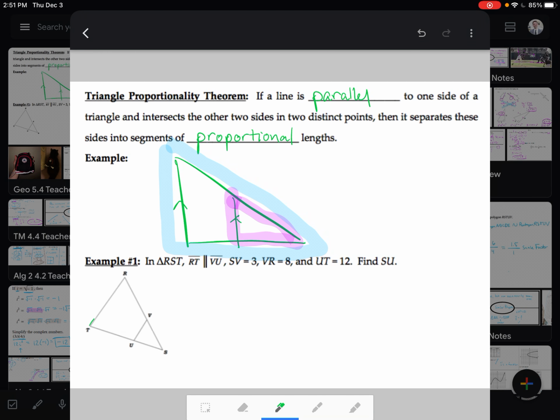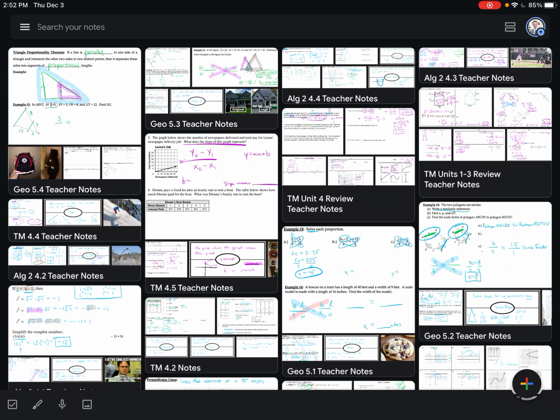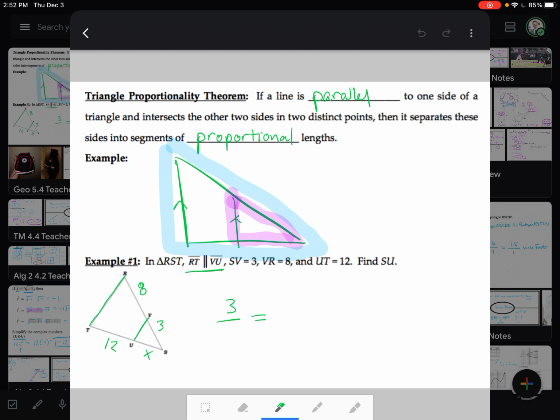They're telling us that RT and VU are parallel. We know that SV equals 3 and VR equals 8. UT equals 12, and they want us to solve for X. So our baby triangle, we have 3 over X. And for the larger triangle on top, we have 11 because it's both of these side lengths together. So it's 8 and 3 together. And on the bottom, we're going to have 12 and X together.